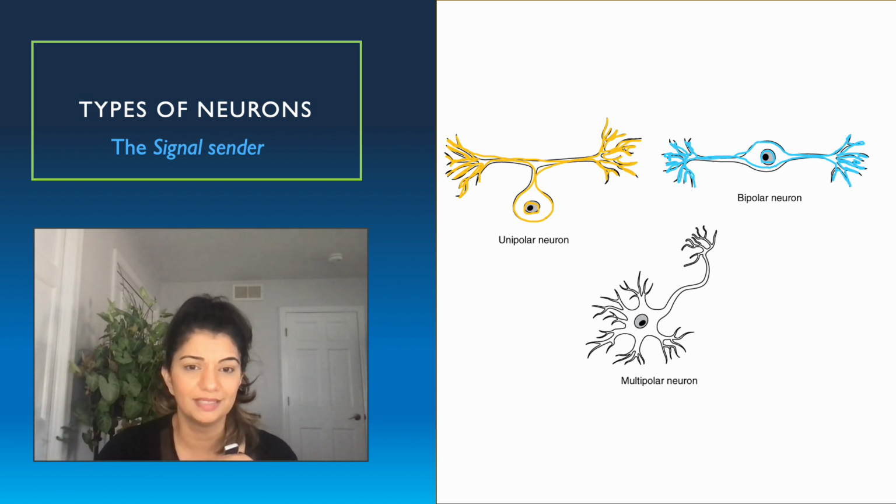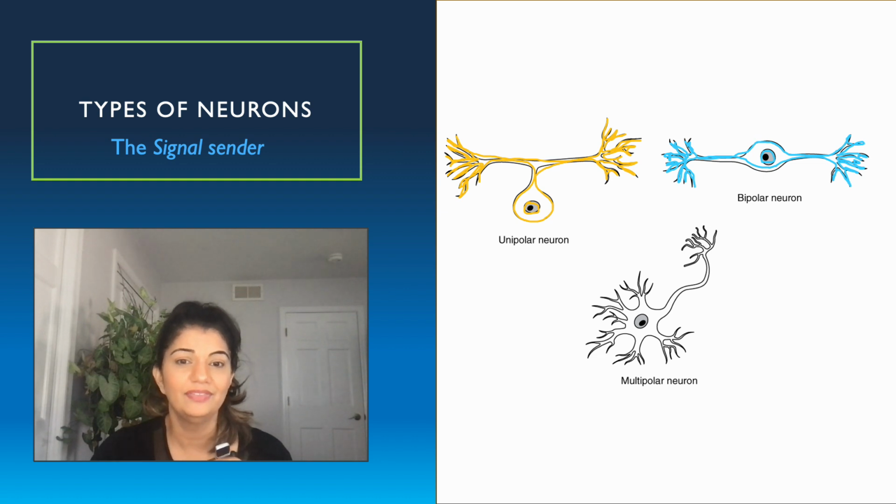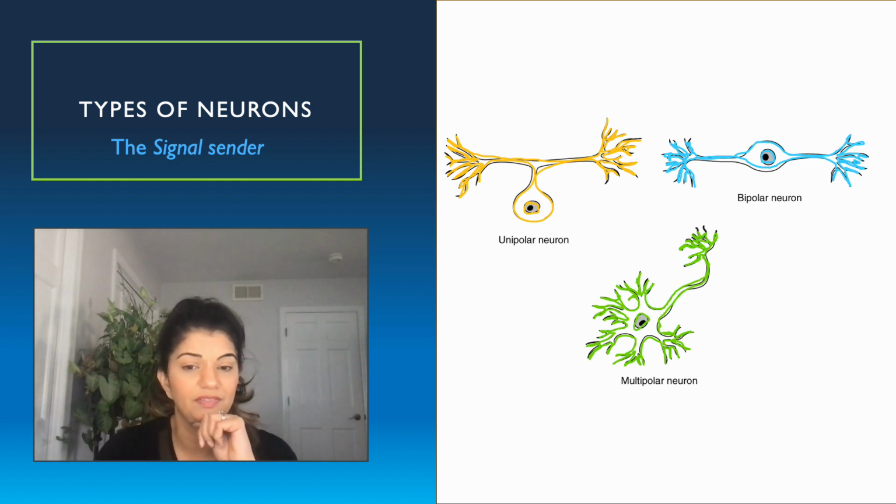Then we've got multipolar neurons, and these are not unipolar or bipolar, but these are the ones that are found in abundance in our body and do a lot of the nerve impulses.